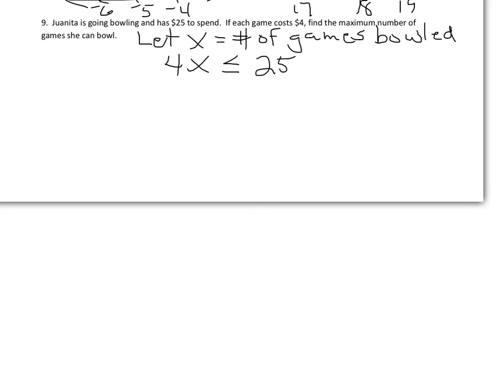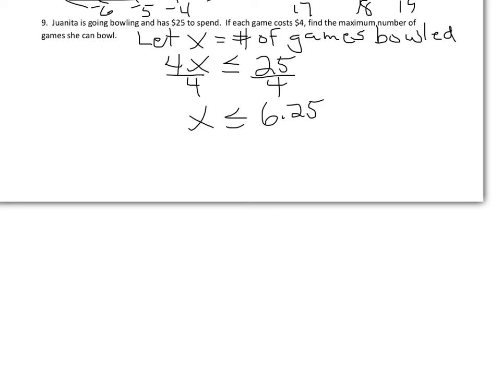Now, to isolate this, we divide by 4. I know this doesn't come out evenly, but that tells you something. X would have to be less than, if you divide 25 by 4, it's like 6, you could even go 6 1/4, because it'll go in 24. This isn't money; it's the number of games. So she has to do less than or equal to 6 1/4 games.